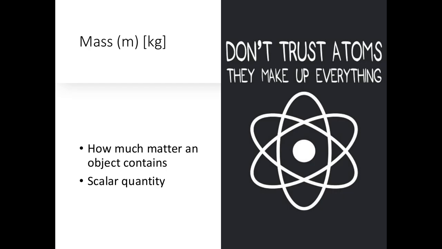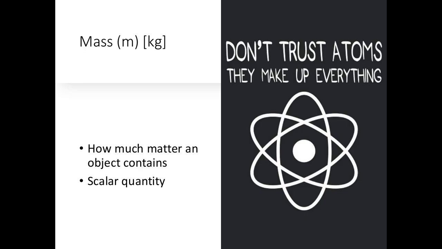The distance or position, velocity, acceleration are how things are moving. Mass is how we will describe what the thing is that is doing the motion. Mass is how much matter an object contains, and mass is a scalar quantity. So you would say some object is 20 kilograms. You don't say it's 20 kilograms to the right or to the left or up or down.